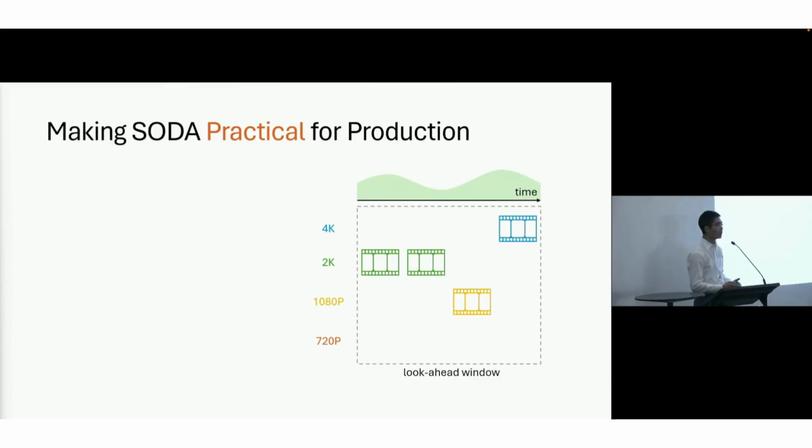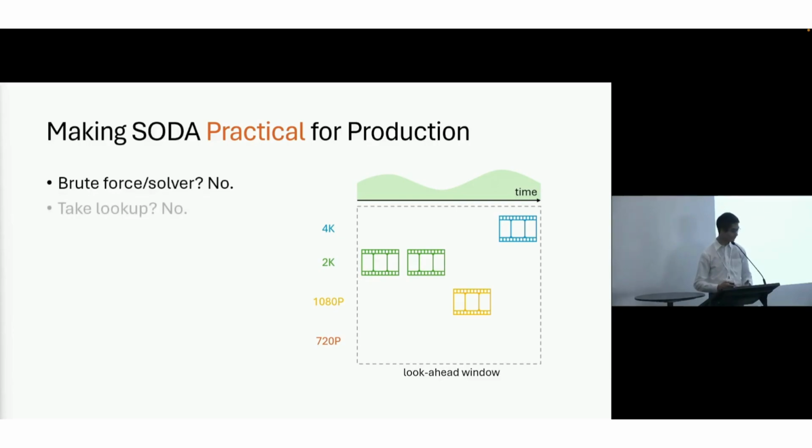Now, what prevents many of the existing research designs from going to deployment is that many of them have to solve an optimization problem in a lookahead window, and SODA is no exception. We have to consider all combinations of the bitrate in the short-term future and find out which one is the best. If you think about it, there are exponential amount of combinations. Doing this naively using brute force or using a commercial solver is obviously a no-go in practice. Some researchers propose a table lookup, but that's not scalable, and also it will incur high operation overhead.